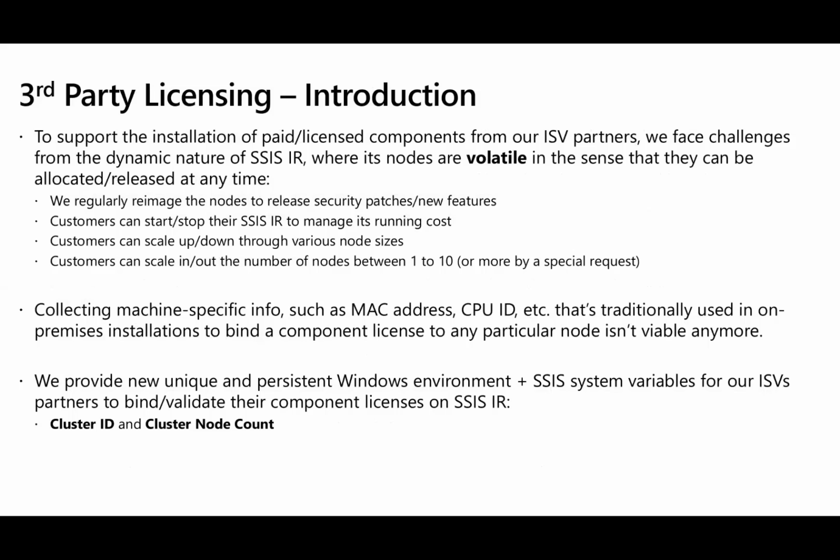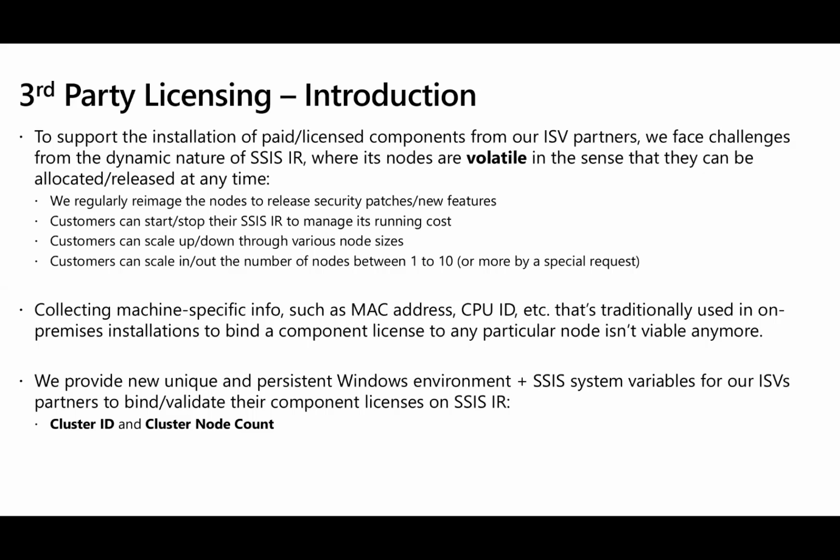Let me introduce the third-party licensing method that we introduced with the SSIS IR. As you know, the compute that is running in the cloud is essentially volatile. Those nodes are not permanent, so they will always be allocated and deallocated depending on the operation that the customer does. Or, for example, when we release new security patches or new features, right? So when customers start and stop their SSIS IR, scale it up and down, or scale it in and out, we essentially release the nodes and then we allocate a new one.